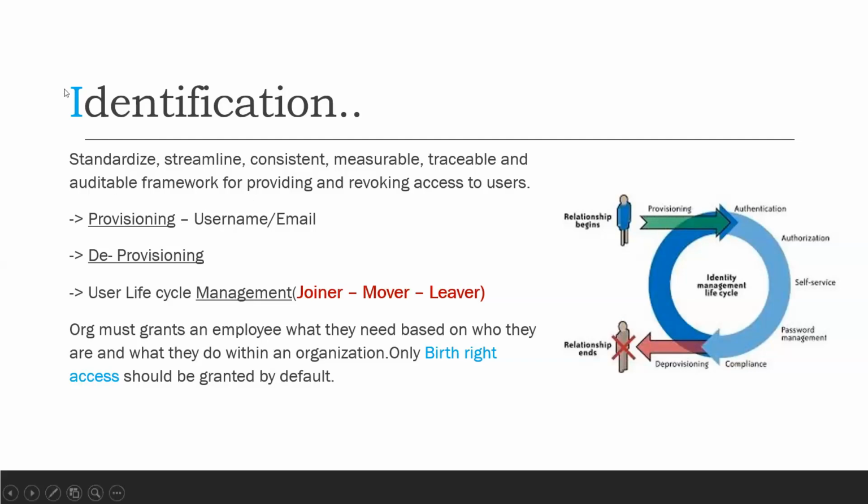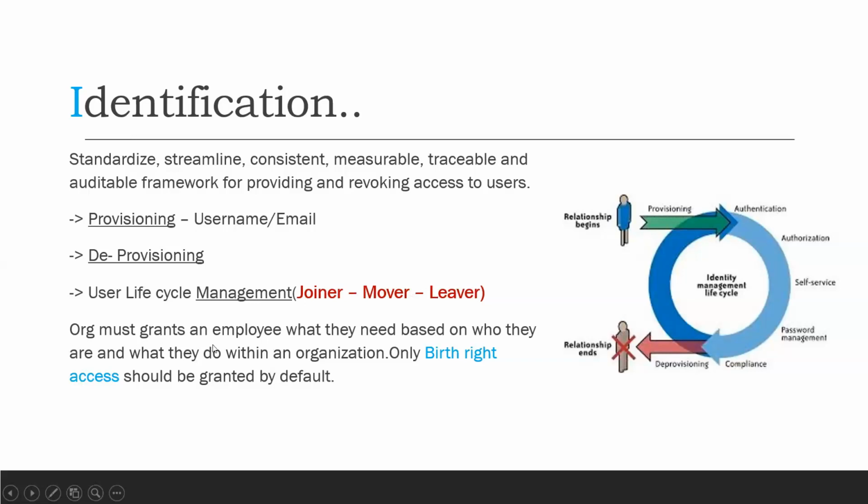Provisioning is a very important part of identification, because it registers you in that organization, and you get an account, whether a username or email address, to log in with your password. Deprovisioning is when you leave the organization or your role changes and your access is no longer required; your account must be removed from those applications. User lifecycle management covers when you join, move to another role, and leave the organization; all the management of your identity is based on the identification part.